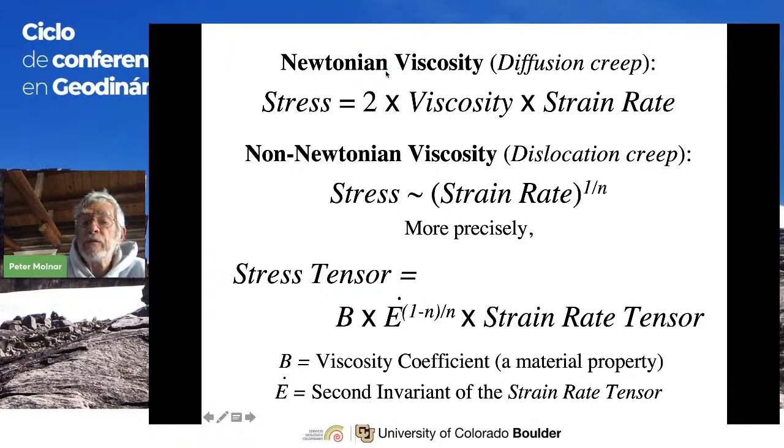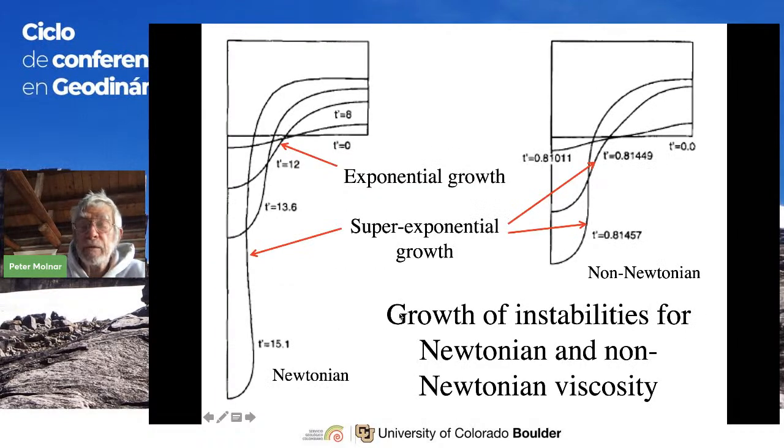But remember, with Newtonian viscosity, the stress varies with twice the viscosity times the strain rate. This is writing it in words. But non-Newtonian viscosity, where it's dislocation creep, the stress varies as the strain rate to the 1/n power. This is the inverse of that relationship I had in the previous slide. Now, if one gets technical, one writes the stress tensor as some constant, viscosity coefficient, a property of the material, times the second invariant of the strain rate tensor raised to this quantity, this is a negative exponential, times the strain rate tensor. Fortunately, we are going to approximate that in a simple way, but it can be quite ugly.